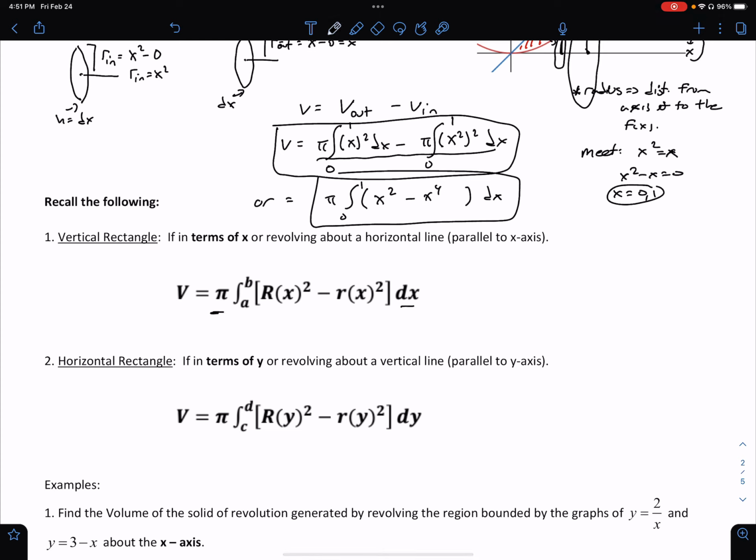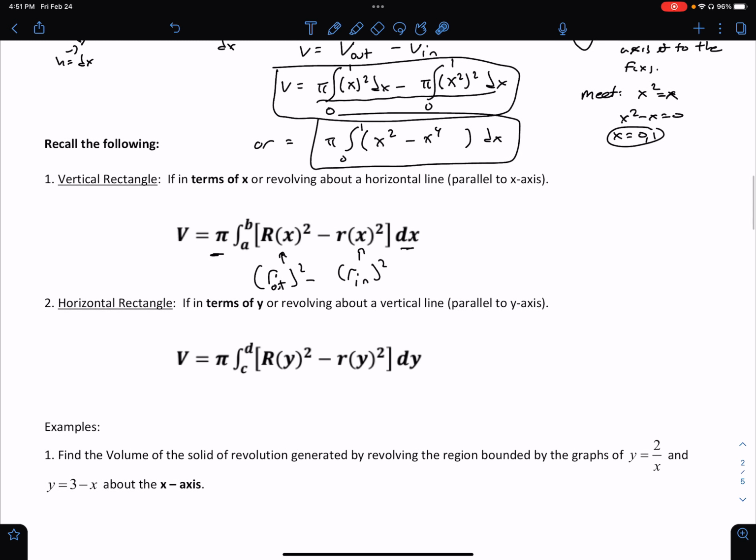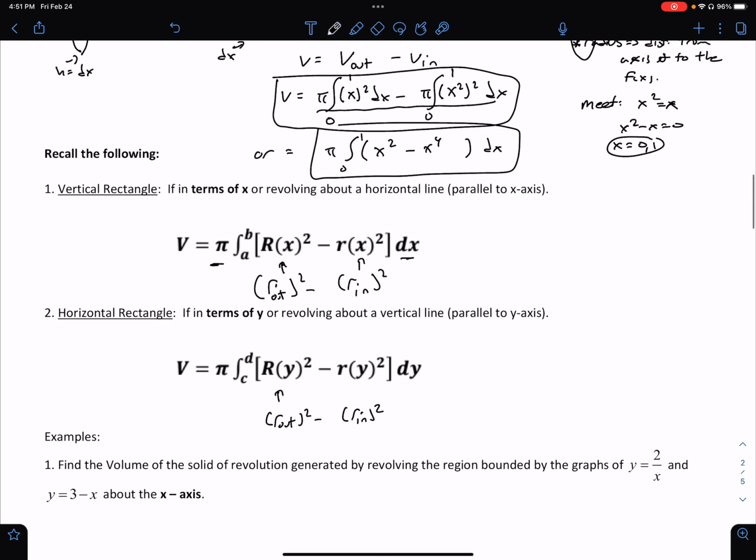We have our pi and our dx on the outside because we can factor those out. On the inside, we have our inside radius being squared minus the outside radius. Other way around, messed that up. Our outside, there we go. Our outside radius being squared minus our inside radius being squared. And we can also do the same thing in terms of horizontal, so in terms of y. That's what we have down here. If it's horizontal, again, we have our outside radius squared minus our inside radius being squared. But this time we're in terms of dy.